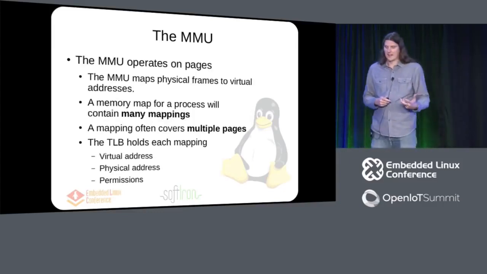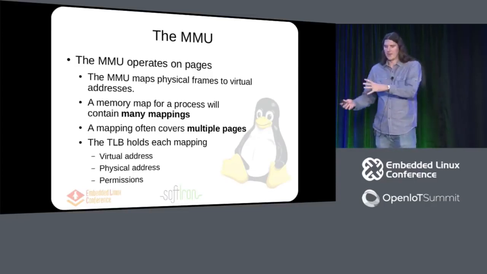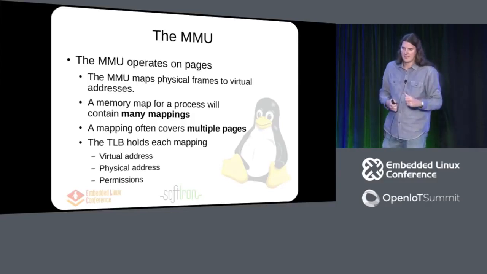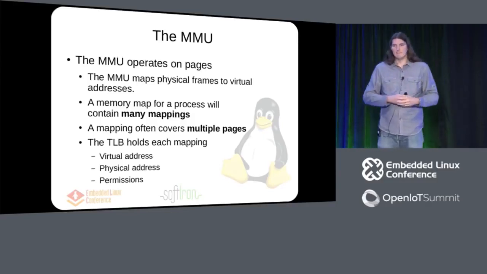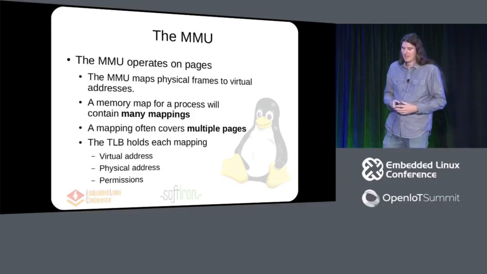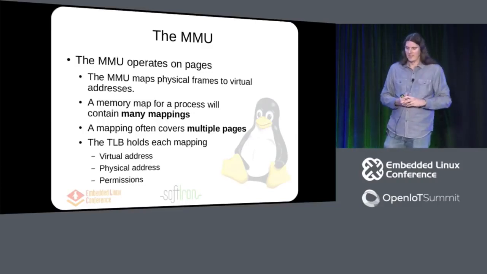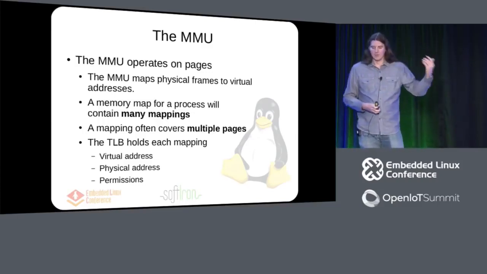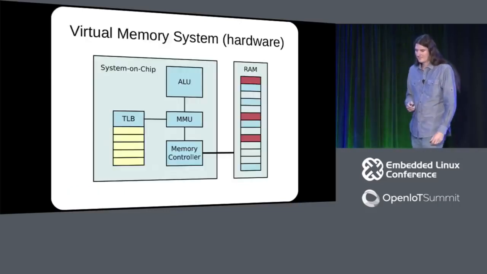So the MMU, like I said, operates on pages. And the MMU maps these physical frames to the virtual addresses. So a memory map for a process will contain many mappings. And a mapping can also cover multiple pages. And the TLB is what holds this in it. And so for each mapping, it will hold the virtual address, the physical address, and the permissions.